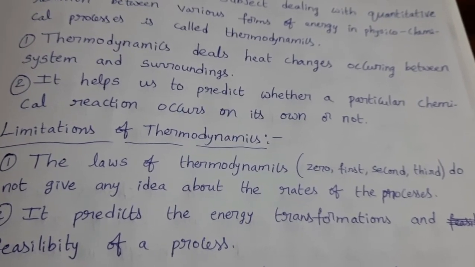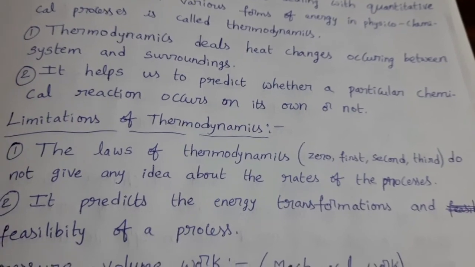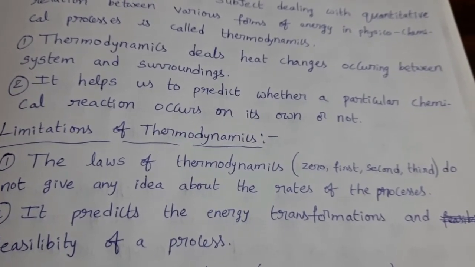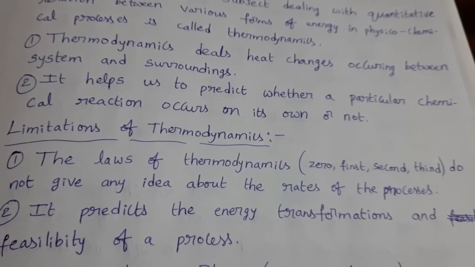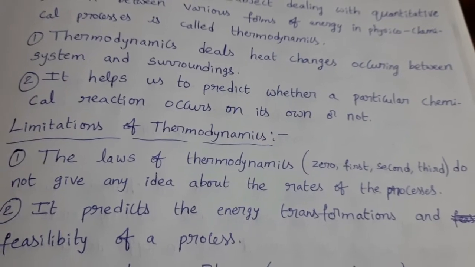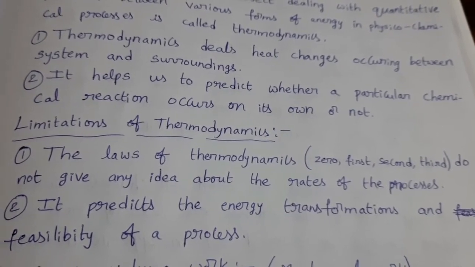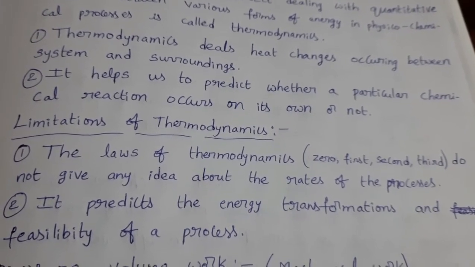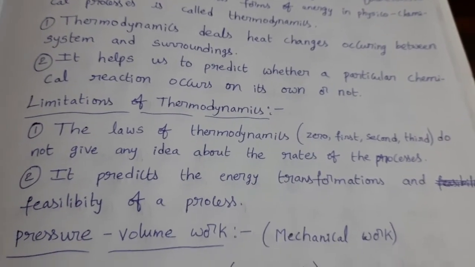These laws do not give any idea about the rates of the processes. Rate of reaction means how the particular process takes place, that means the speed of the process: whether it occurs very fast, slowly, or with moderate speed. That type of information is not given by these thermodynamics laws. Only whether the particular process takes place or not, that information we can get.